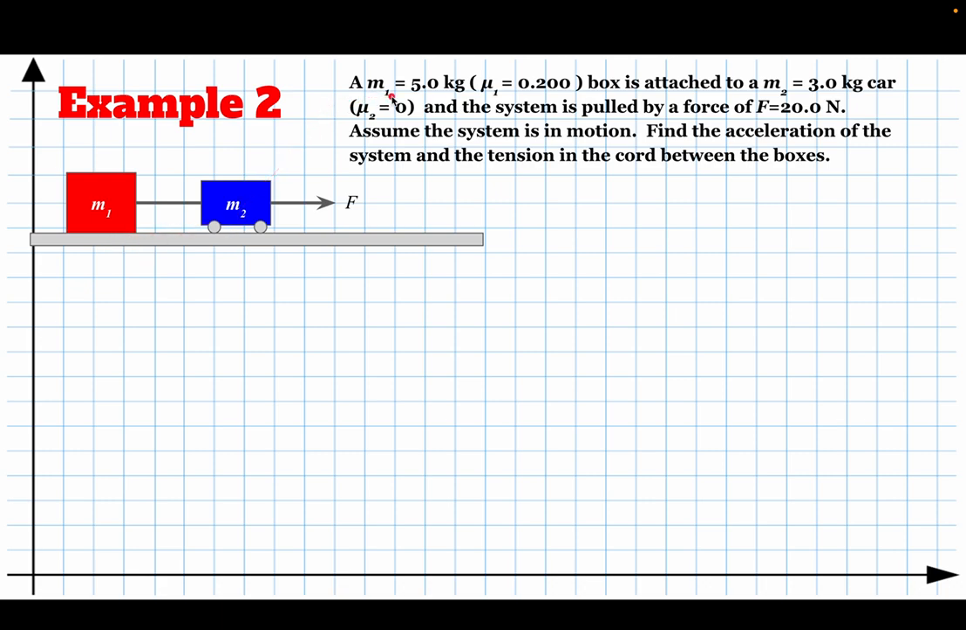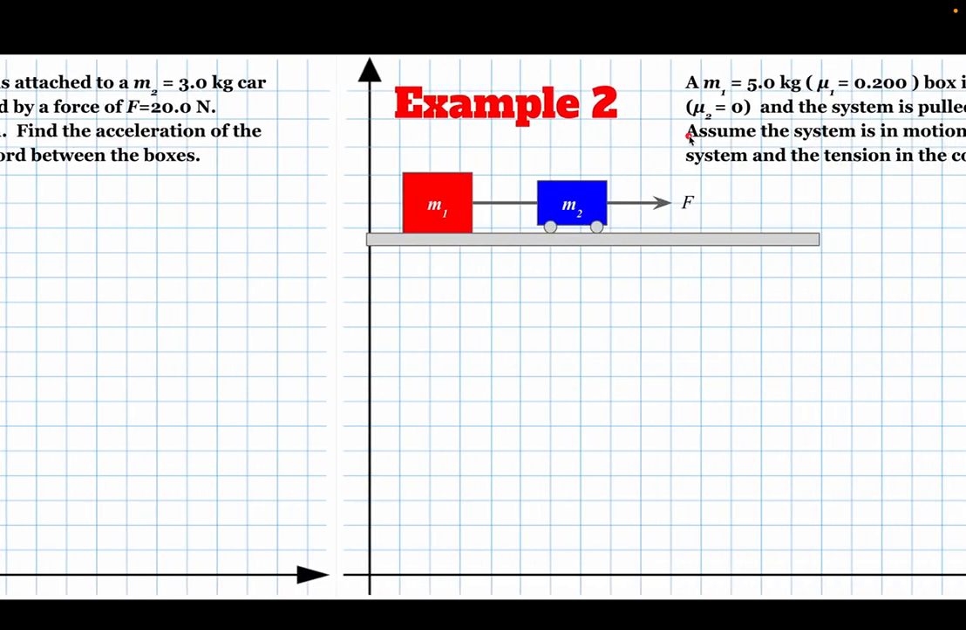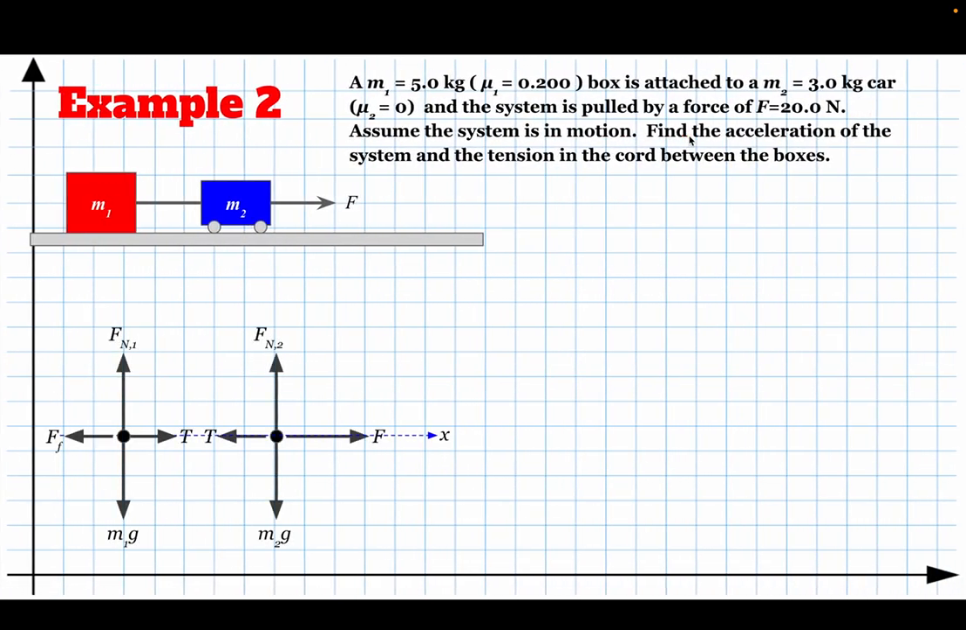The masses are given, and the coefficient of friction is given here between mass 1 and the ground. We assume the system is in motion, and that means we can use kinetic friction, and we want to find the acceleration and the tension in the cord between the boxes. So very similarly, we draw a free body diagram.